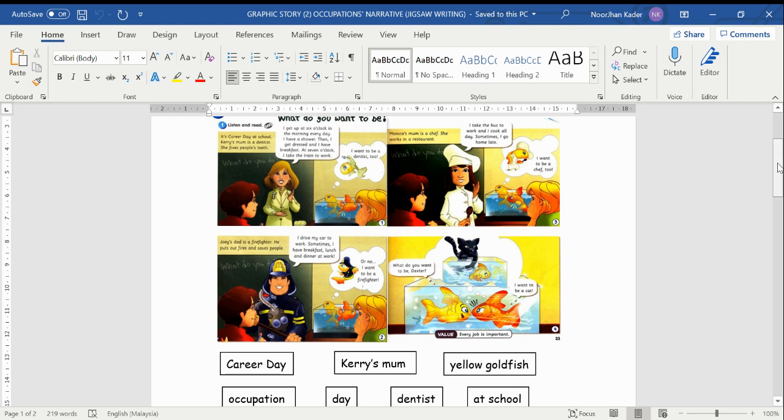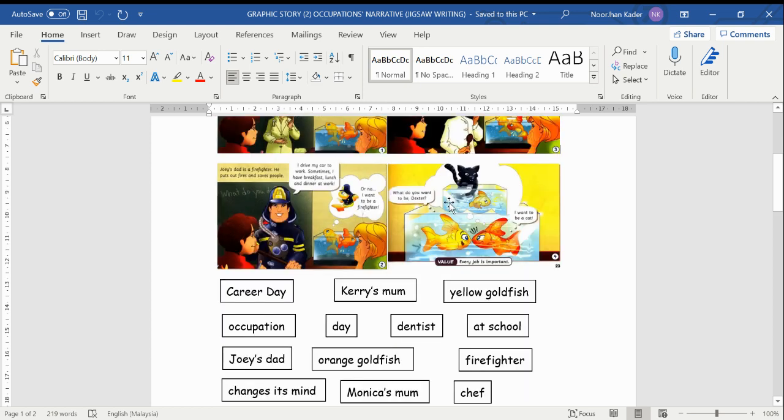Okay, but here you can see what happens in the fourth frame. Now, both these goldfish, before these were the main characters, they were the active characters. Now, these two are the supporting characters, the yellow goldfish and also the orange goldfish. So, these two are the supporting characters.